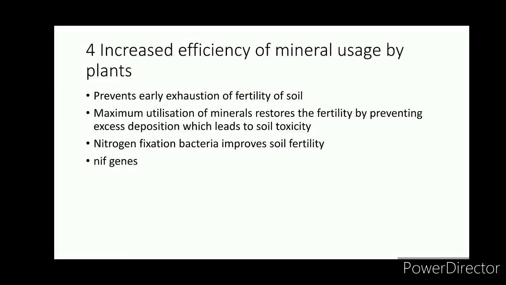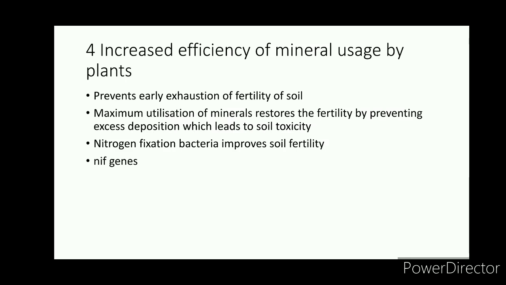Increased efficiency of mineral usage by plants is another advantage of GM crops. It means GM plants help in maximum utilization of the minerals that are supplied to them. Plants require certain minerals for proper growth and development. Minerals such as potassium, phosphorus and nitrogen are important for the plants' growth and development. So, maximum utilization of these nutrients by the plant helps in its proper growth and development.